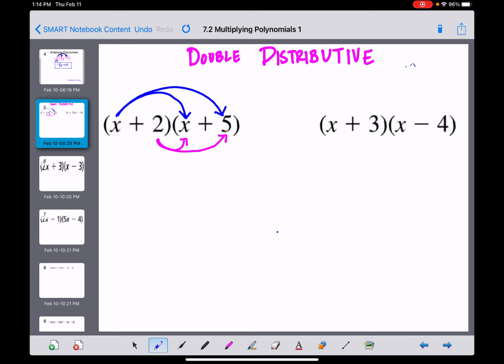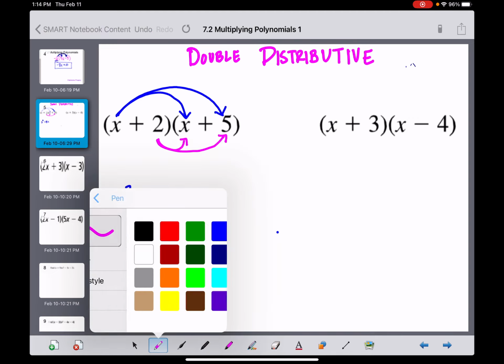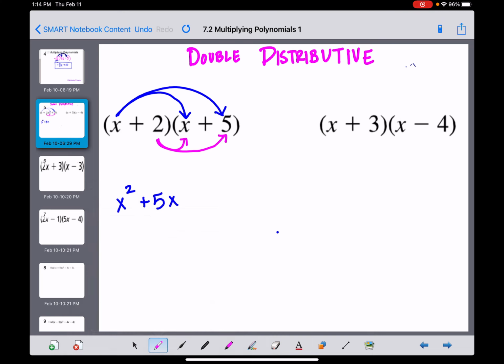The first distribution we have is x times x. Now, x times x is x to the second power. x times 5 is positive 5x. Then we go to our second distribution. 2 times x is positive 2x. 2 times 5 is 10.